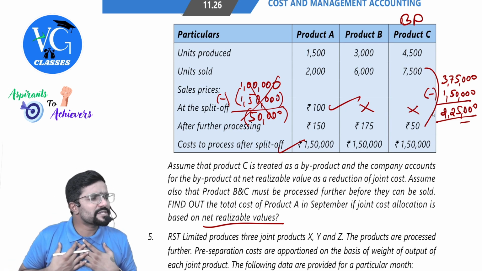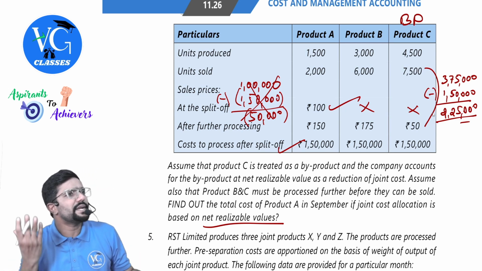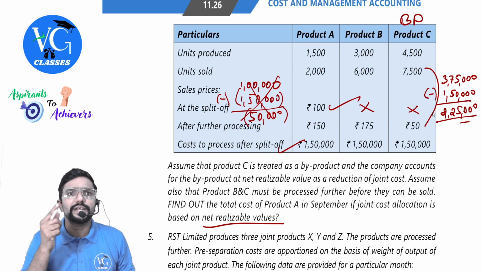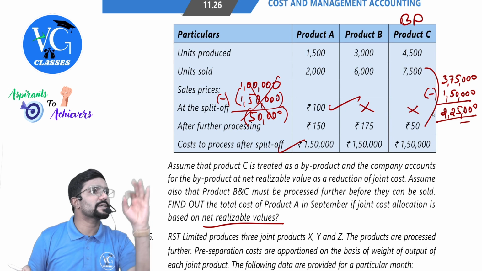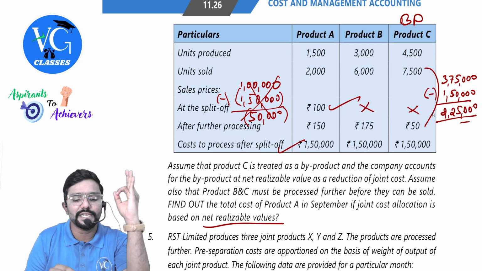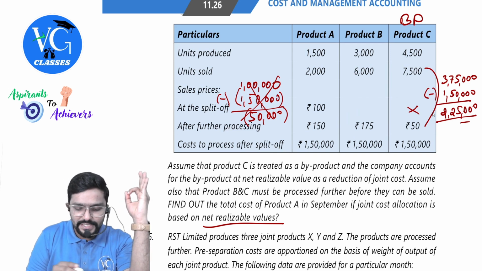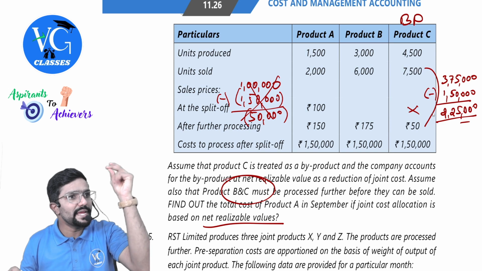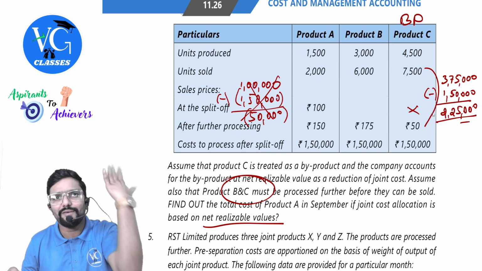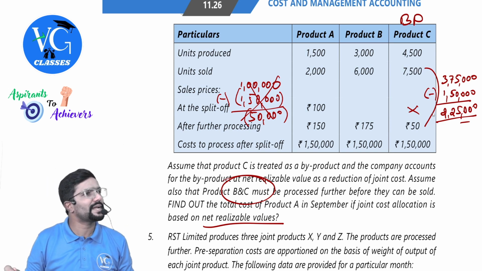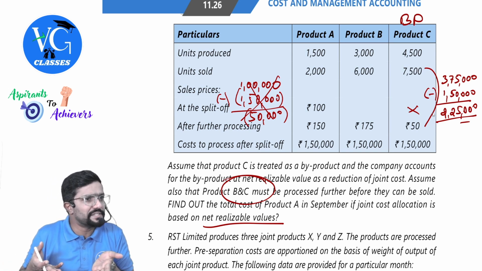Correct? Now are we supposed to give a suggestion? No, they have already decided. Did they ask for us? No, they already decided. Guys, come on. In this question, interesting, listen now. They have already made the decision. They clearly told B and C have to be further processed. That means they already decided A to be sold at split off point. And I also explained the reason for it.